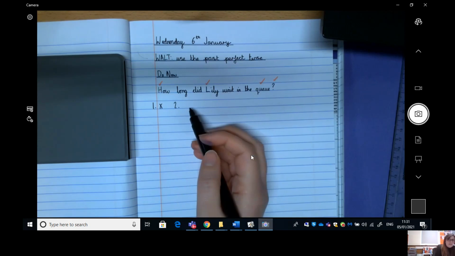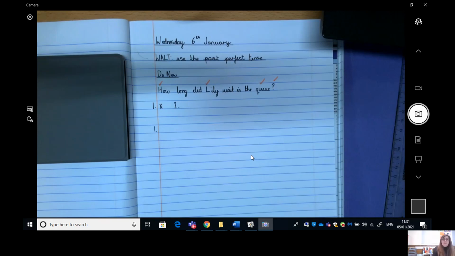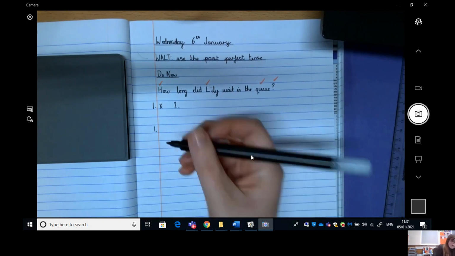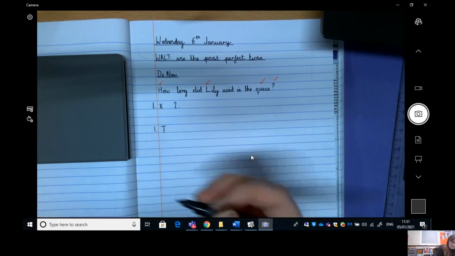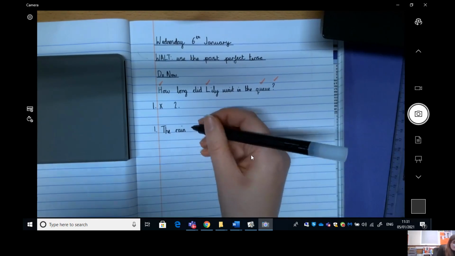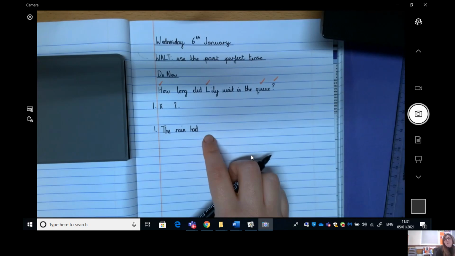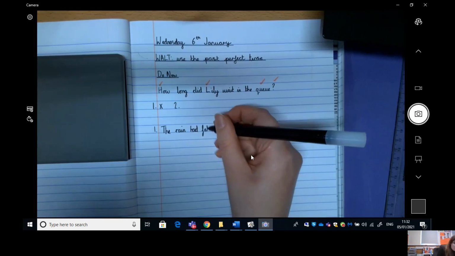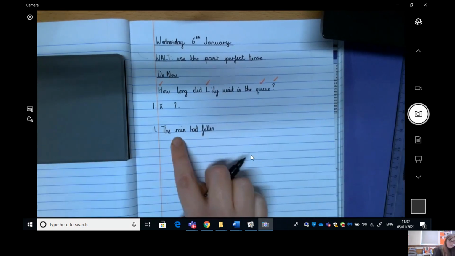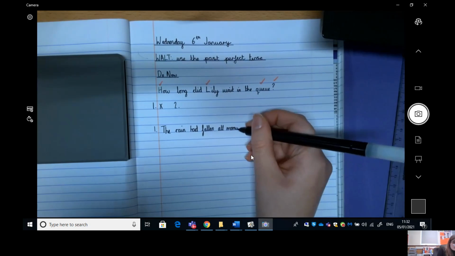So I've done my first activity, so I'm just going to write underneath here. It doesn't matter if I do another question 1, and I might want to start off with quite a simple sentence because I'm just practicing my skill. So I might think through it's raining if it's stormy. So the rain had. Now you can imagine what verb I'm going to use here. Had fell wouldn't be appropriate. Had fallen, so that's another irregular verb. So there are quite a lot of them, so be careful. The rain had fallen all morning.